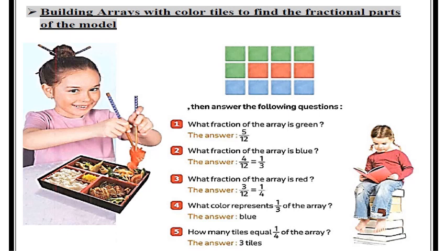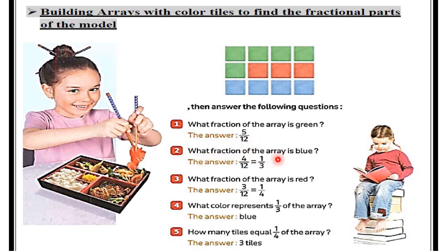Let's see here, we have 5 green tiles and 3 red tiles and 4 blue tiles. How many tiles? 1, 2, 3, 4, 5, 6, 7, 8, 9, 10, 11, 12. What fraction of the array is green? So I'm going to write the number of green, 5, over the total, 12.